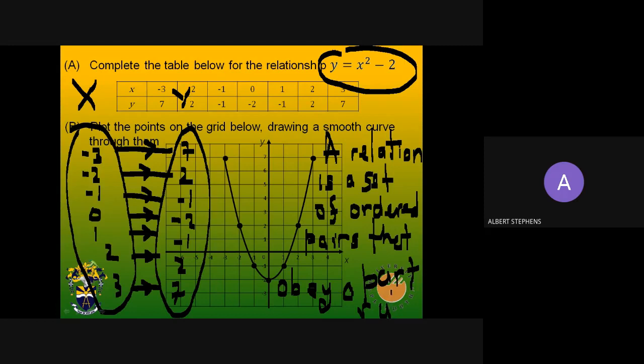All right, I can't find enough space to write the word particular here. So let me write it again. A relation is a set of ordered pairs that obey a particular rule. Which rule are we talking about? The equation. So this equation is the rule. It's like a set of instructions.